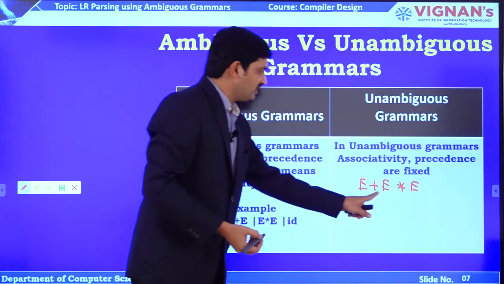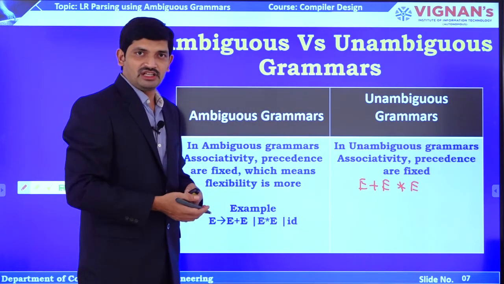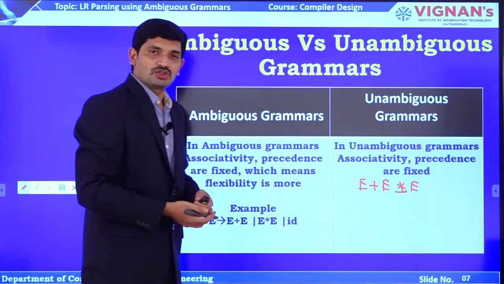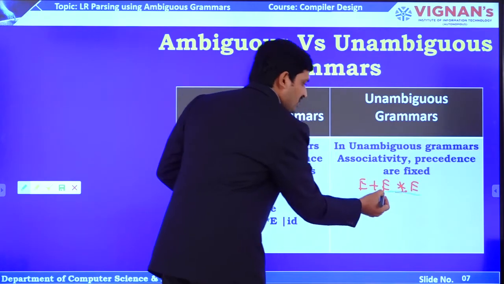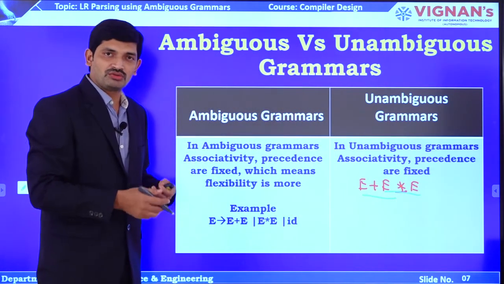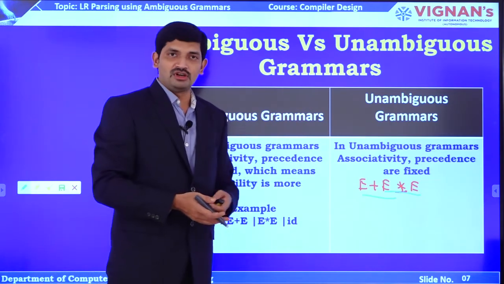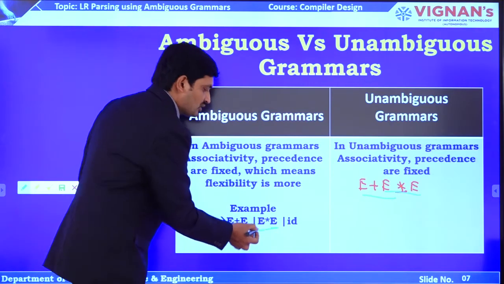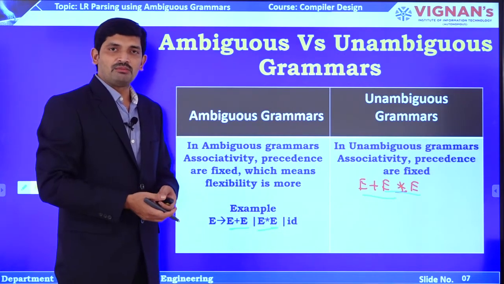So you may find here the two operators, plus and multiplication. Among plus and multiplication, multiplication has the most precedence. So we have to evaluate E star E first, then we are going to evaluate E plus E. That means first we have to give the precedence to the multiplication operator, then to the plus operator. But here there is no precedence or associativity, so we evaluate the plus expression first, then we go for the multiplication.